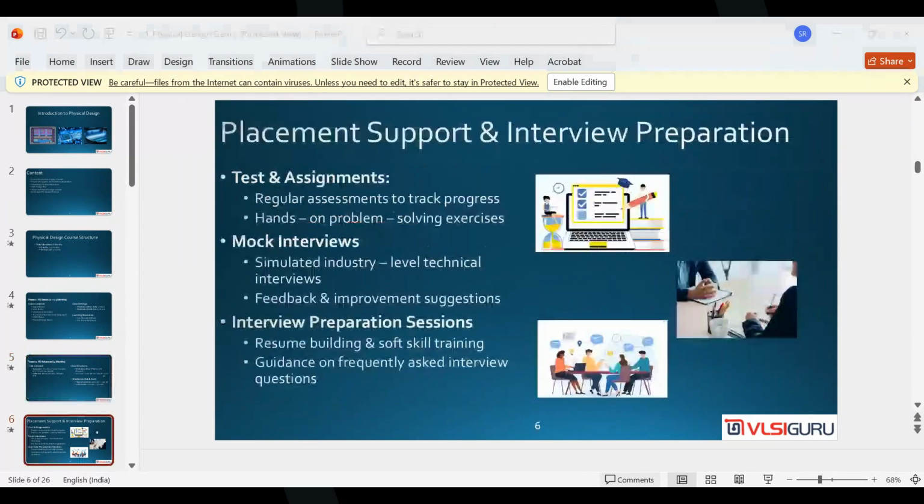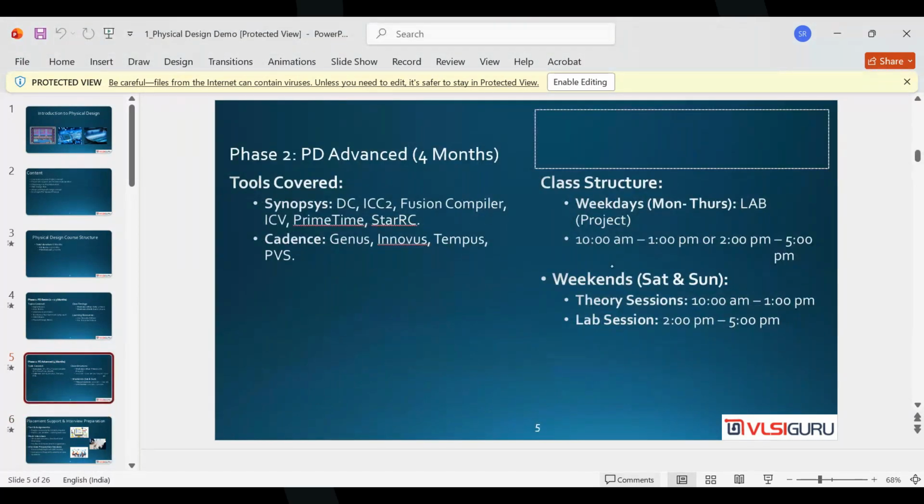Now, when will the theory sessions happen? Theory sessions will happen every weekend, with timing something like 9:30 to 12:30 or 10 a.m. to 1 p.m. on Saturday and Sunday. And the lab session will be from 2 p.m. to 5 p.m.